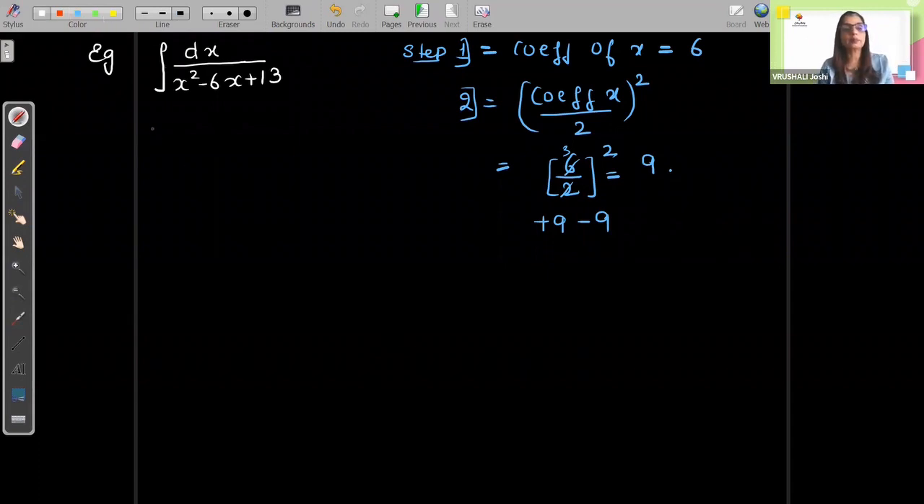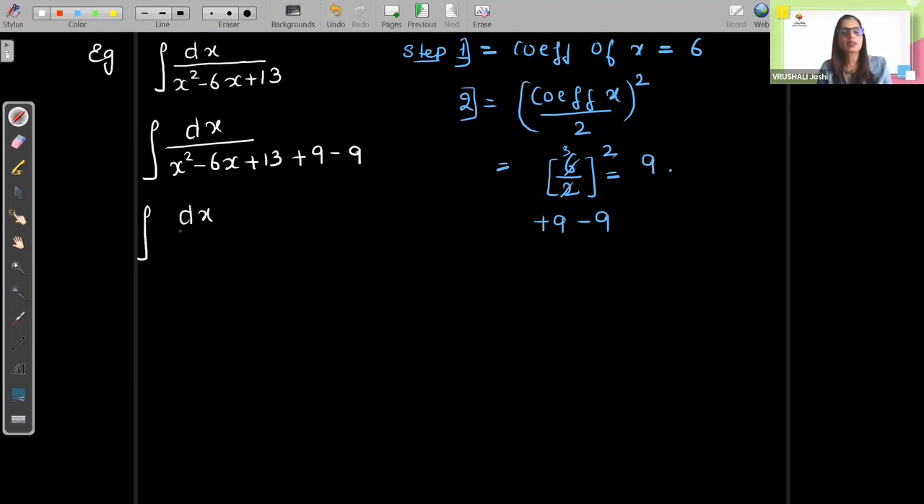सो व्हाट आर वी गोइंग टू डू? चेक. इंटीग्रेशन ऑफ dx बाय x² -6x + 13 + 9 -9. ठीक है. नाउ रीअरेंज करेंगे ताकि वी कैन जस्ट यूज इट. ओके. सो दिस गोइंग टू बी dx बाय x² -6x + 9, एक ब्रैकेट में डालते हैं. ओके. और +13 और -9 अलग रखते हैं. ठीक है.